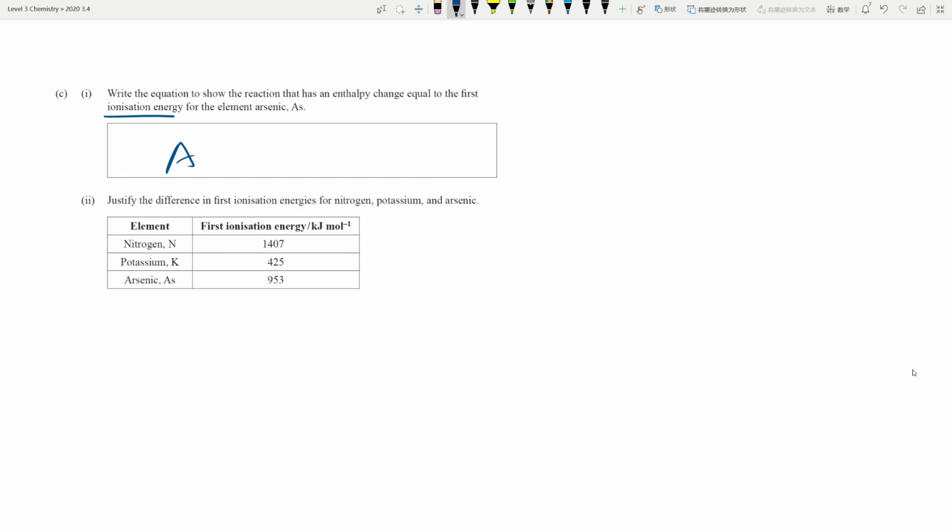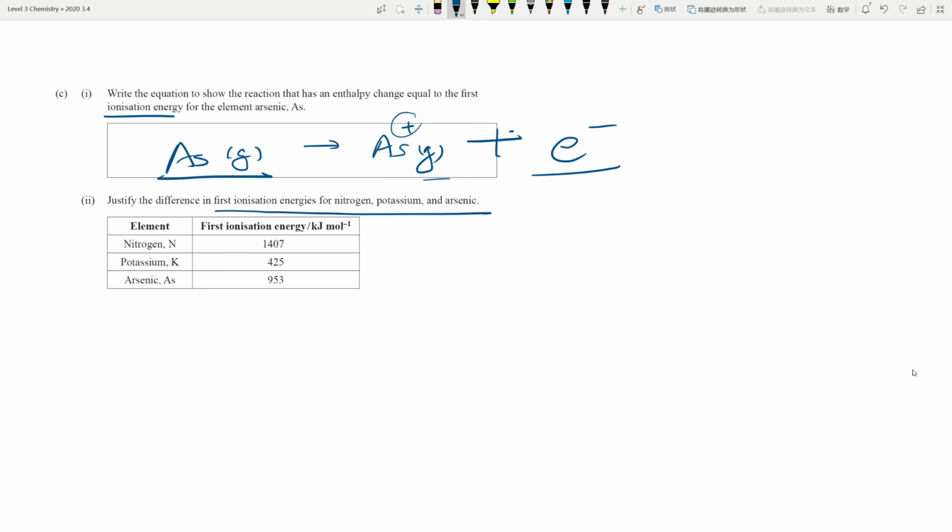Ionization energy. Ionization energy is the amount of energy required to remove 1 electron from 1 mole of the atom at gaseous state. So you lose 1 electron from 1 mole of atoms at gaseous state to make the positive ion. All right, justify the difference in the ionization energy for nitrogen, potassium, and arsenic.